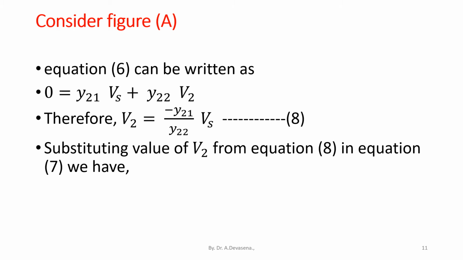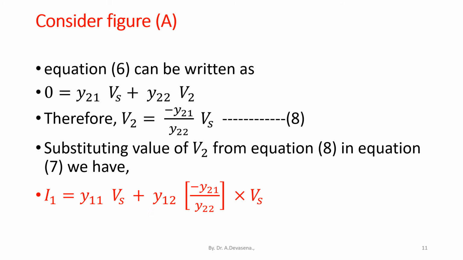Substituting the value of V2 from equation 8 in equation 7, we have I1 is equal to Y11 Vs plus Y12 into minus of Y21 by Y22 into Vs.